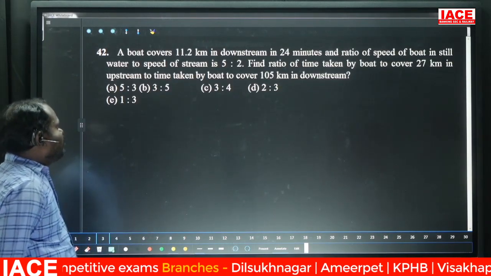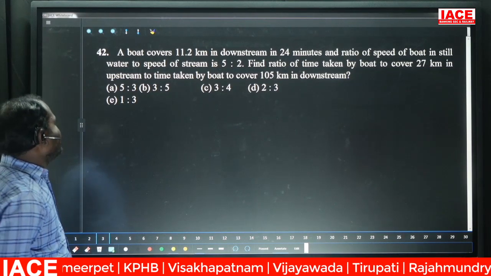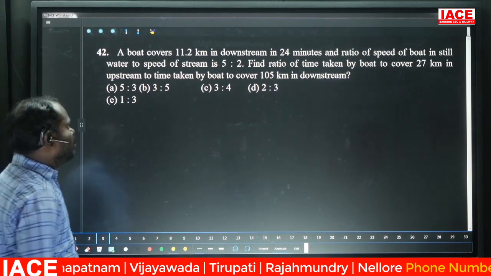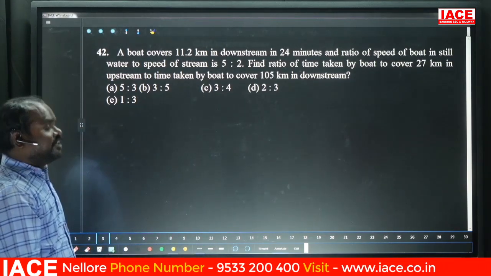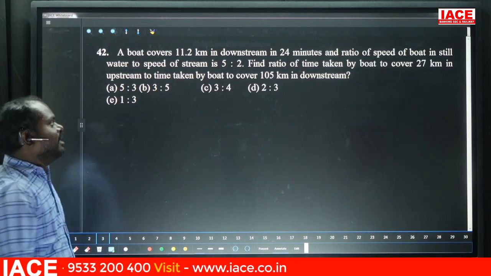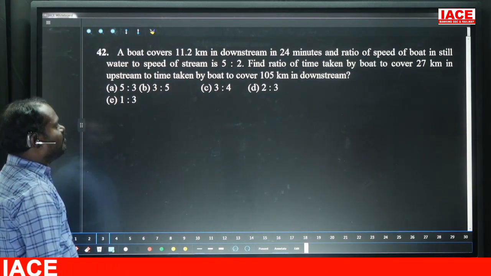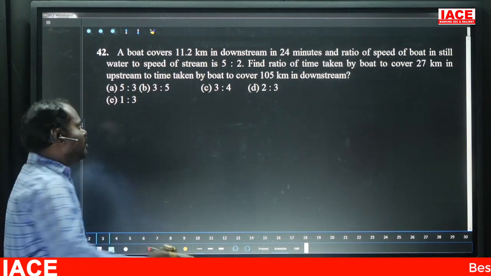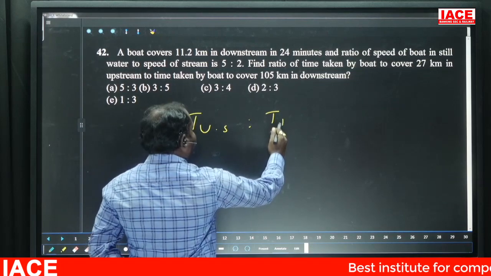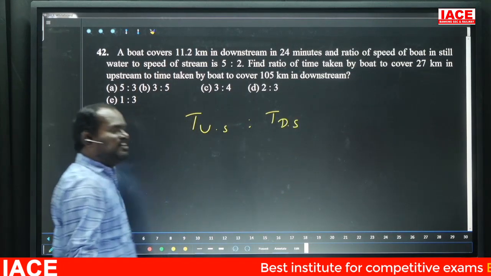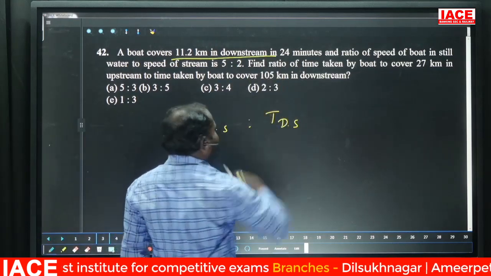A boat covers 11.2 kilometers downstream in 24 minutes, and the ratio of the speed of the boat in still water to the speed of the stream is 5 to 2. Find the ratio of the time taken by the boat to cover 27 upstream and the time taken to cover 105 downstream. The question asks for the ratio of time upstream to time downstream. Since the ratio is asked and not exact values, there is no need to use the first information.